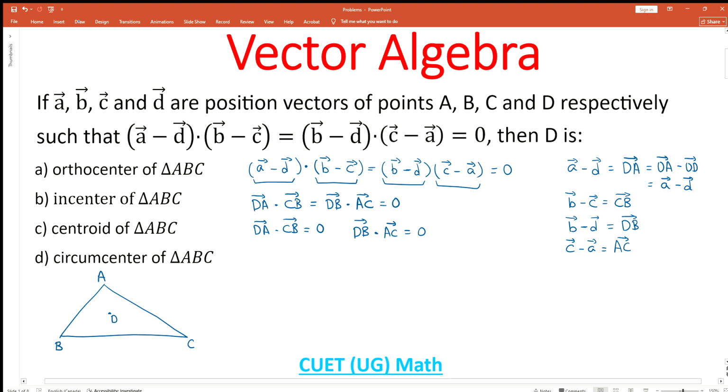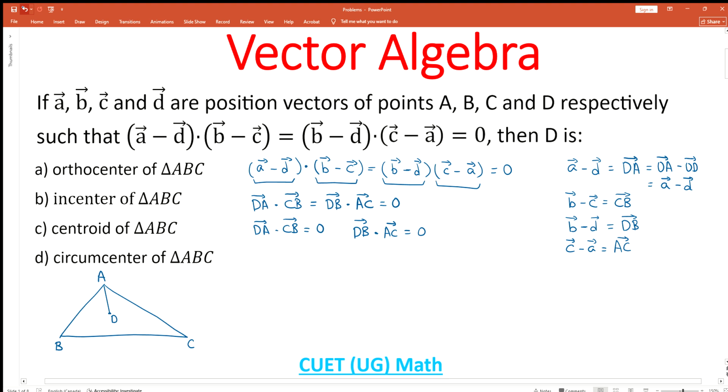This means that vectors DA and CB are perpendicular to each other. That's why their dot product is equal to 0. We can draw vector DA in our triangle. Vector CB represents the base of this triangle. So if vector DA is perpendicular to the base of the triangle, that means vector DA is part of the altitude of the triangle from vertex A to side CB. Because as you may know, altitude of a triangle is perpendicular to the side that it touches.